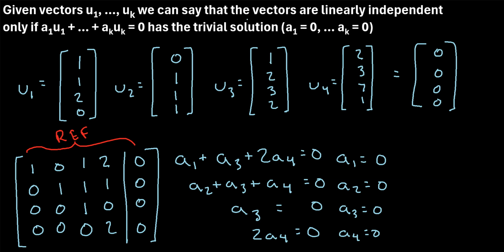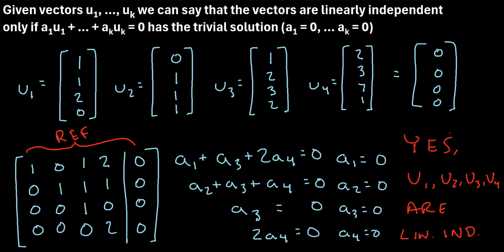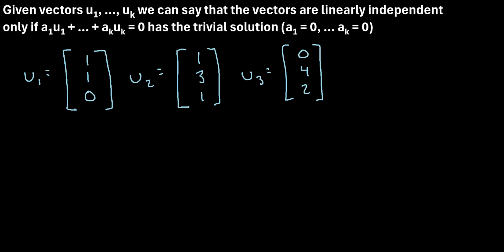So that is the definition of what vectors are linearly independent. So we would say, yes, vectors u1, u2, u3, and u4 are linearly independent, because the only solution to this equation turned out to be the trivial solution. In other words, a1 through ak were all equal to 0. So these vectors are linearly independent.